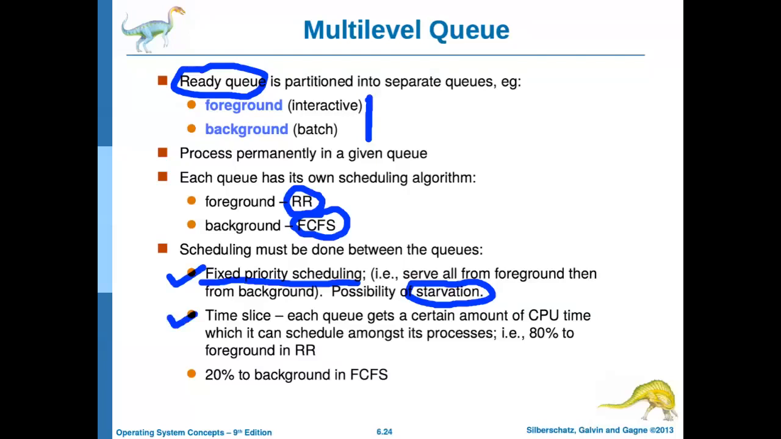So now if multiple queues are there, maybe it will happen like I'll select first from the first queue, then the next queue, the next queue. Within the queue, yes, a scheduling algorithm is already there. Now we are talking about between the queues. It is even possible to divide the time, for example, 80% of the time for foreground and 20% of the time for background. So multiple solutions are possible with multi-level queue scheduling.